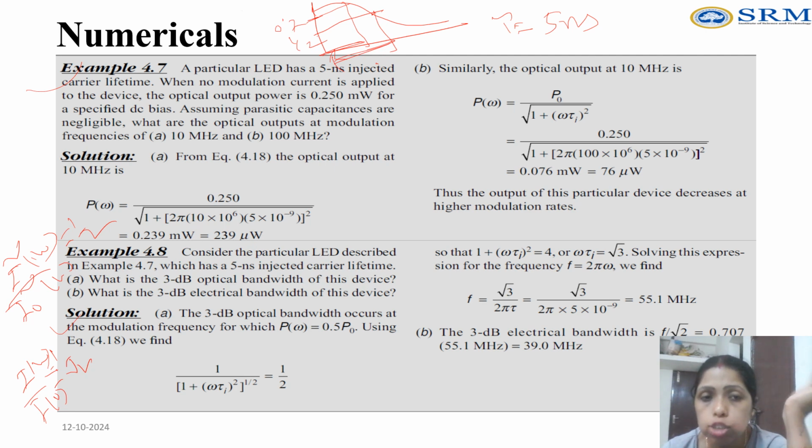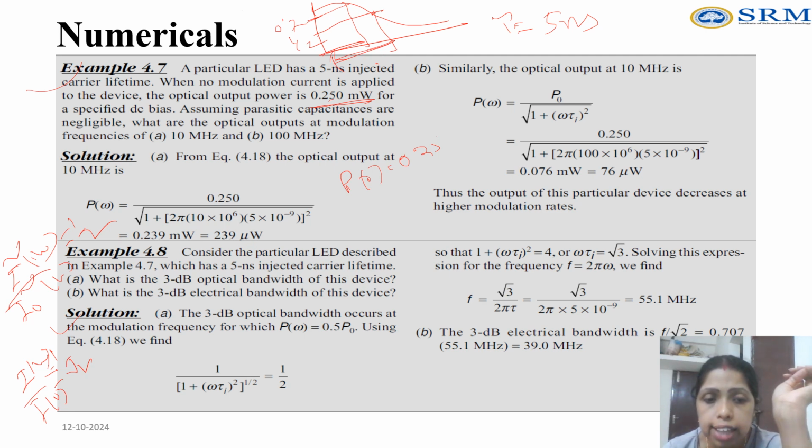So that means no modulation. Whatever input power you are giving, you get the same optical power. So that is P naught, 0.250 milliwatt, for the specific DC bias. Assume that the parasitic capacitances are negligible. What is the optical output at the modulation frequency of 10 megahertz and 100 megahertz?